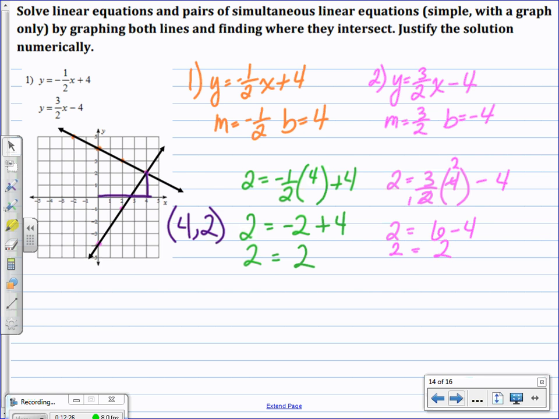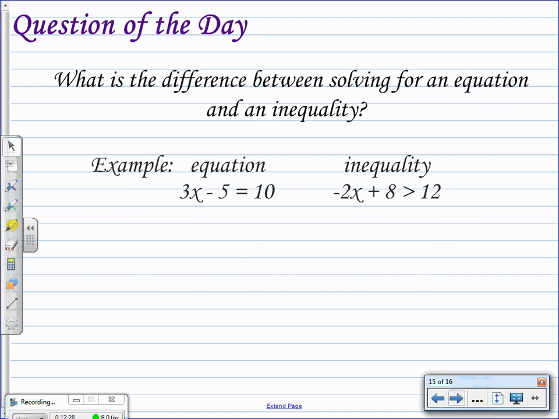Okay? One more time, I'm going to show you the question of the day. What is the difference between solving an equation and an inequality? So remember that I'm looking for what's the difference between solving for them, not what's the difference between an equation and an inequality. Okay? Great.